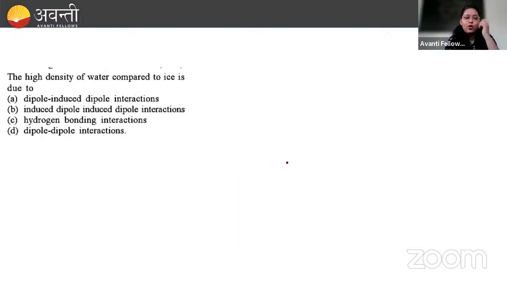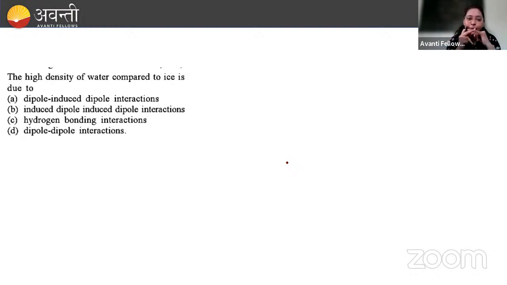Okay, let's move on to the next problem. The density of water compared to ice is higher. Do you know why, when we put ice into water, it floats on the water? Why is that? Because water has more density as compared to ice.